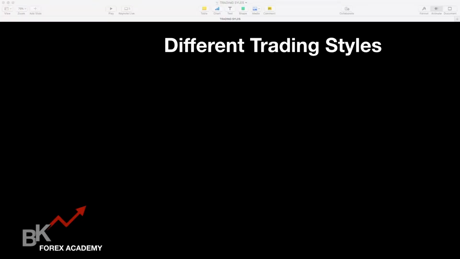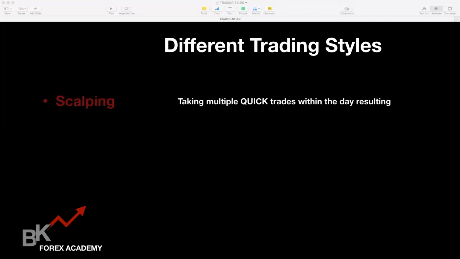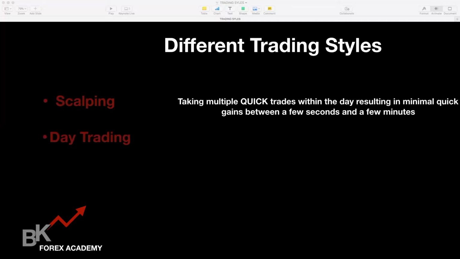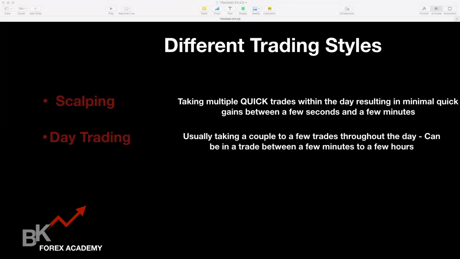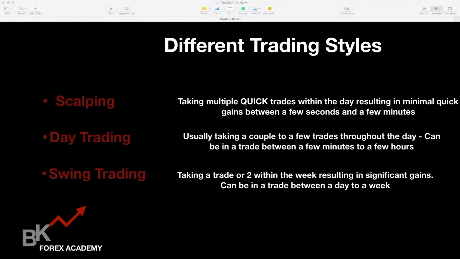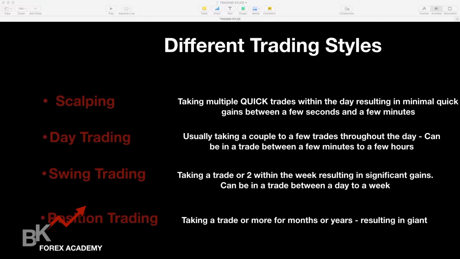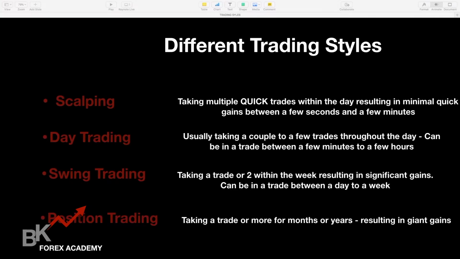All right, guys, so first let's go ahead and look at the different trading styles here. First we have the scalper or scalping, and that's when you're taking multiple quick trades within the day, resulting in minimal quick gains between a few seconds and a few minutes. The day trader or day trading is usually taking a couple to a few trades throughout the day. You can be in a trade between a few minutes to a few hours. Swing trading is when you're taking a trade or two within a week, resulting in significant gains. You can be in a trade between a day to a week, and position trading is when you're taking a trade or more for months or years, resulting in giant, huge gains.